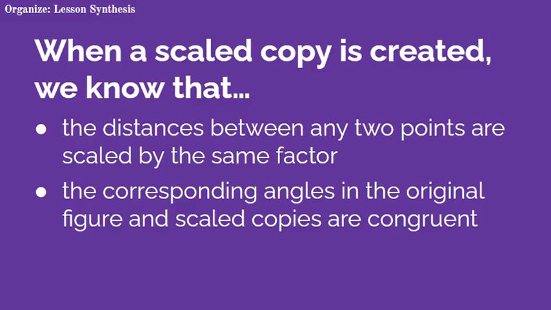Okay. So when a scaled copy is created, we know that the distance between any 2 points are scaled by the same factor, and the corresponding angles in the original figure, I guess you could have a finger there. I hope you're not cutting off fingers to scale copies with them. The corresponding angles in the original figure and scale copies are congruent. They should be equal.